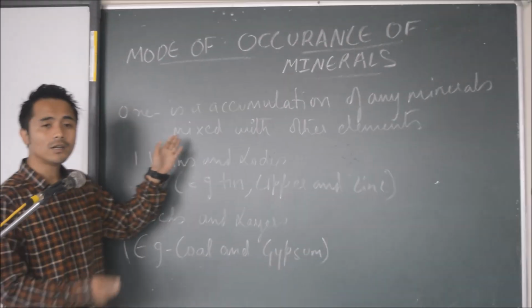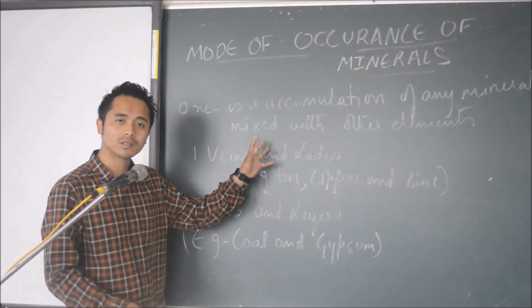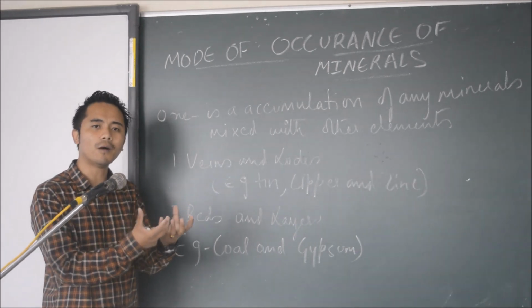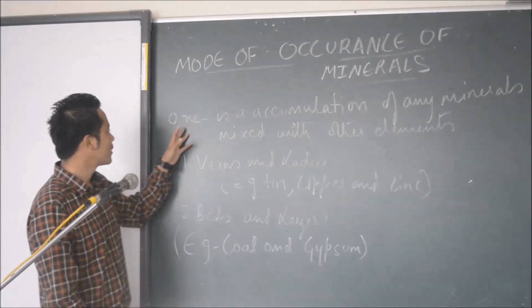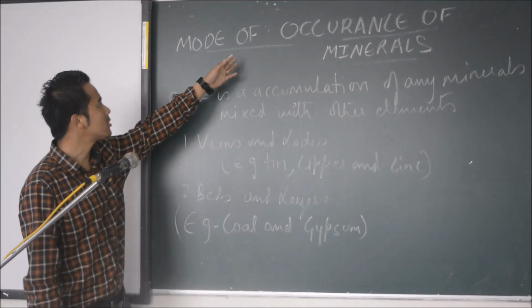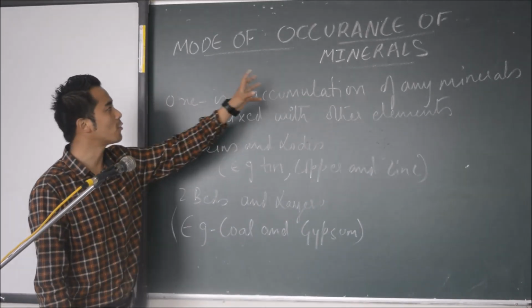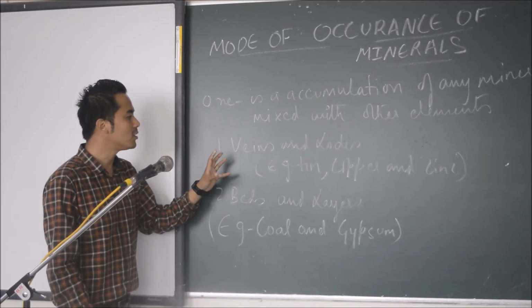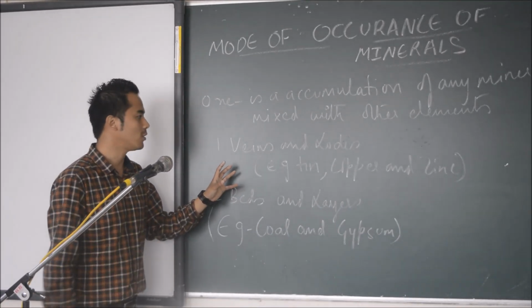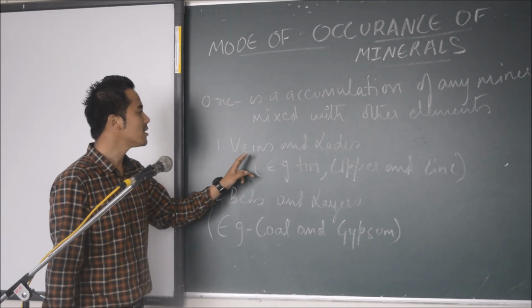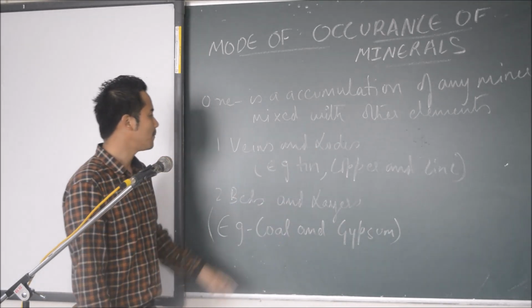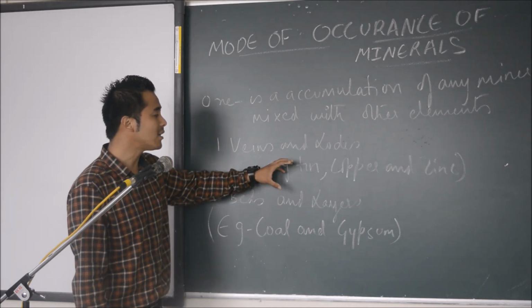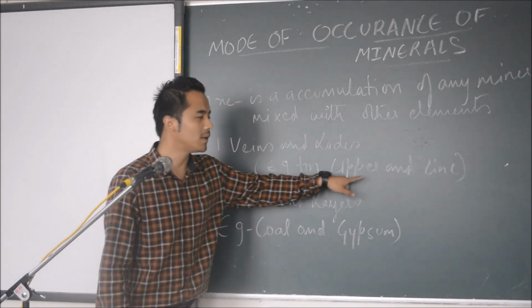Ore is the impure part of minerals, and minerals are found in the form of ore. And now let's talk about the exact mode of occurrence of minerals, right? In which way minerals occur in the earth crust or on the earth surface. Number one is veins and lodes. In veins and lodes, the kind of minerals that occur are tin, copper and zinc.